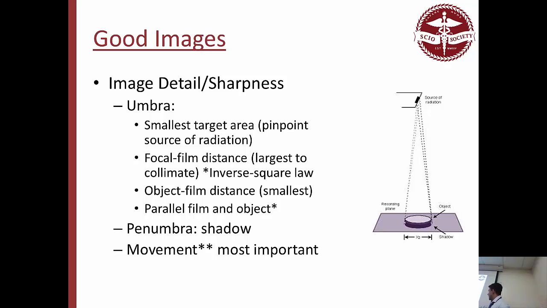You want to keep that area small. And that's going to be possible if you do everything in the umbra. If you keep them parallel, you use a long collimator and whatnot. And lastly, the most important thing for good images is no movement. If you have movement, that's more important than anything else. Basically, you can have the best focal film distance, you can have the best object film distance, but if you have movement, it's going to come out blurry. It's not going to look good.